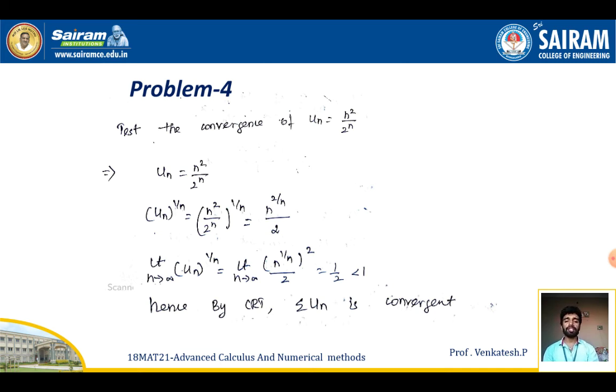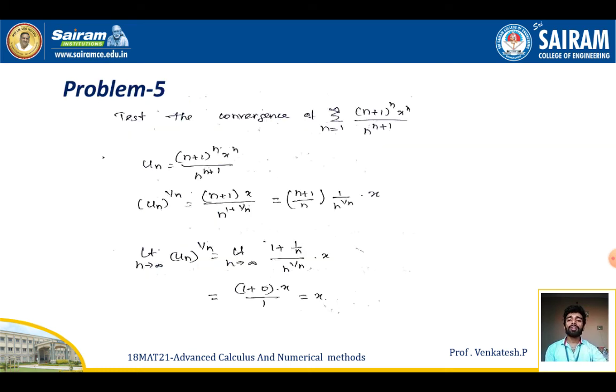1/2 is obviously less than 1. So hence by Cauchy's root test, summation u_n is convergent. So the next example is: test the convergence of summation n from 1 to infinity of (n+1)^n x^n divided by n^(n+1).